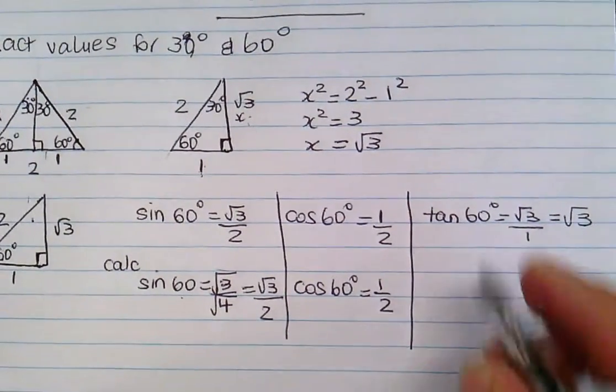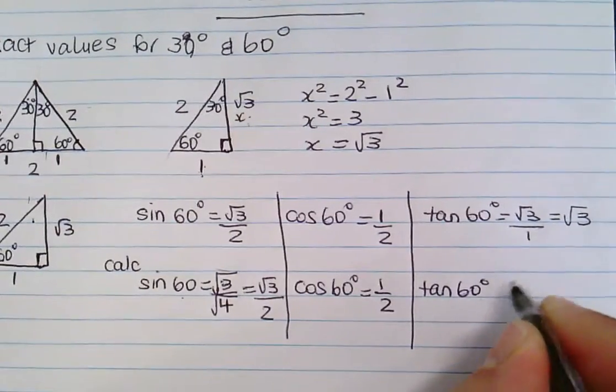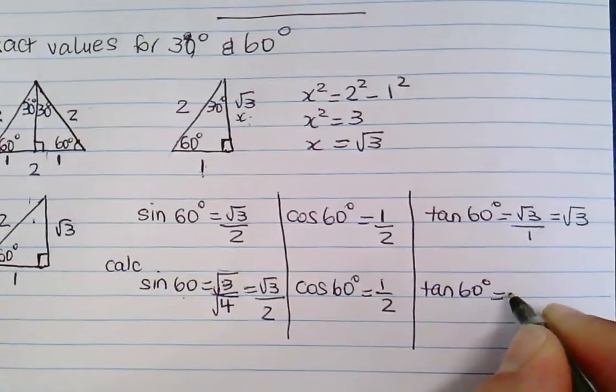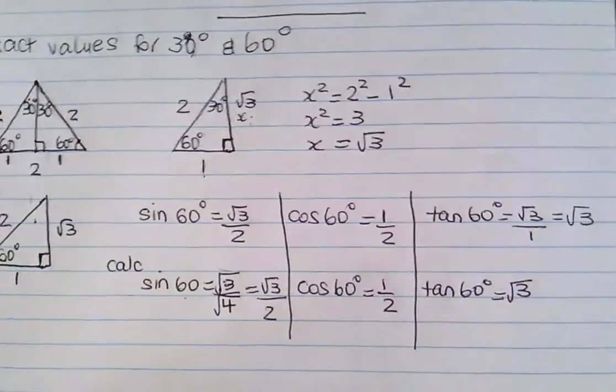Tan 60 is 1.73, whatever it is. So it looks horrible, so square it, and you get 3. You can't just square it. Square root it back, square root of 3.